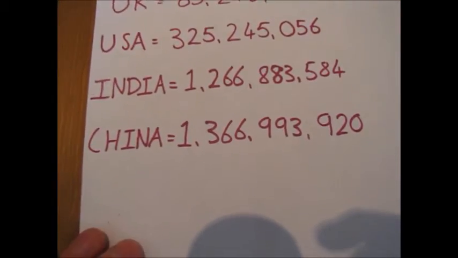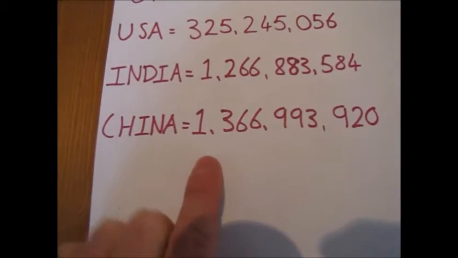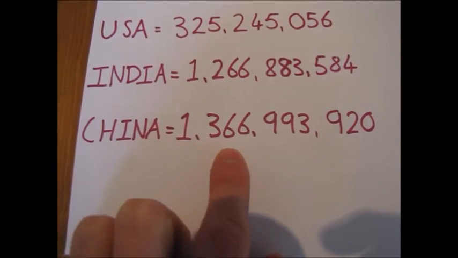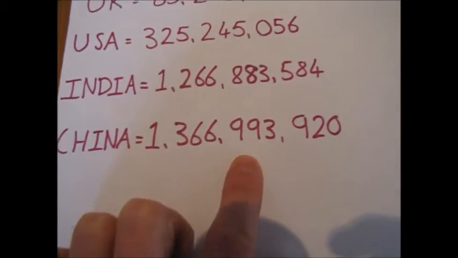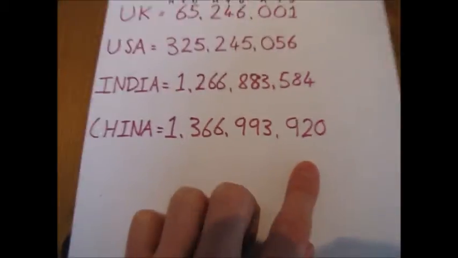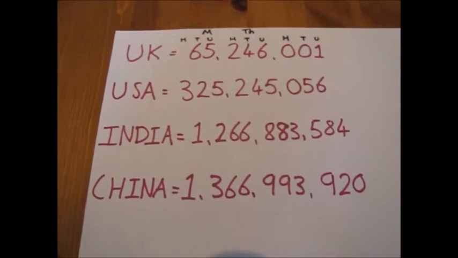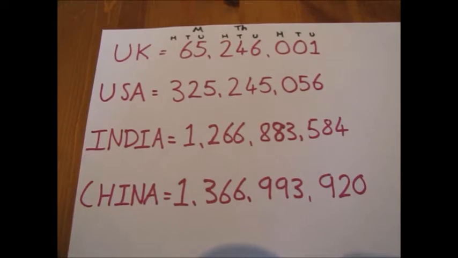And then we've got India, 1,266,883,584. And then the world's greatest population of a country is China, and 1,366,993,920. Wow.